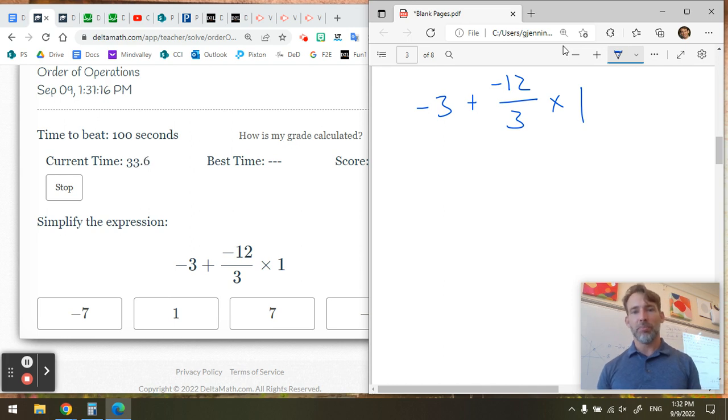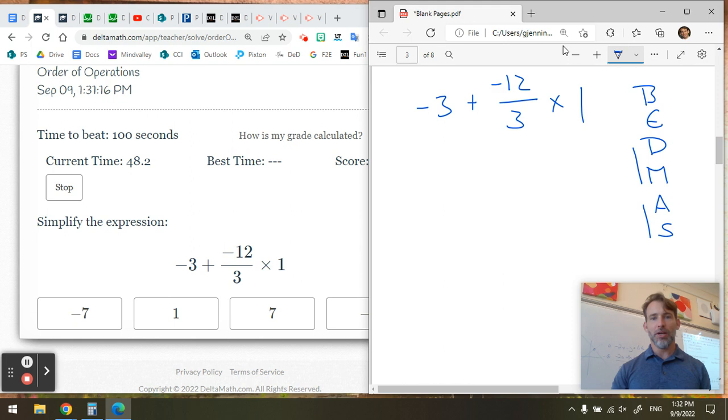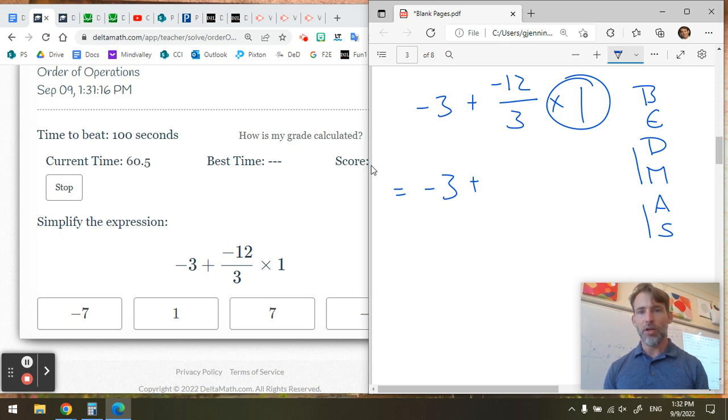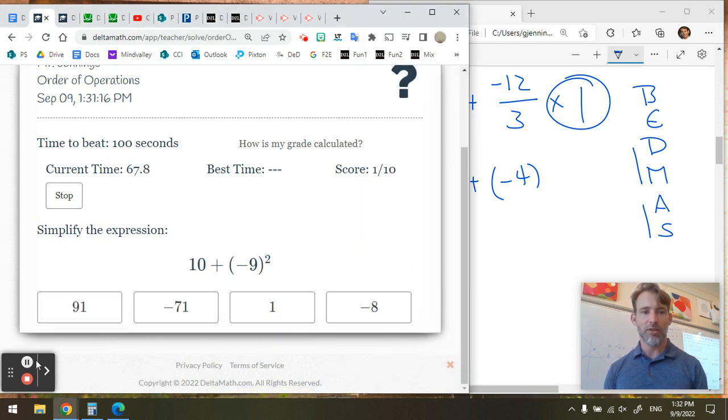So we have to remember our BEDMAS here. Order of operations means BEDMAS. First we do brackets, then we do exponents, then we do division and multiplication in any order, and then we do addition and subtraction in any order. Okay, so here, the first thing that I need to do is the division and the multiplication. But this multiplication is trivial. Anything multiplied by 1 is itself. So this would be equal to negative 3 plus negative 12 divided by 3 is negative 4. So negative 3 plus negative 4, well, that would be negative 7. So I can give that as an answer.